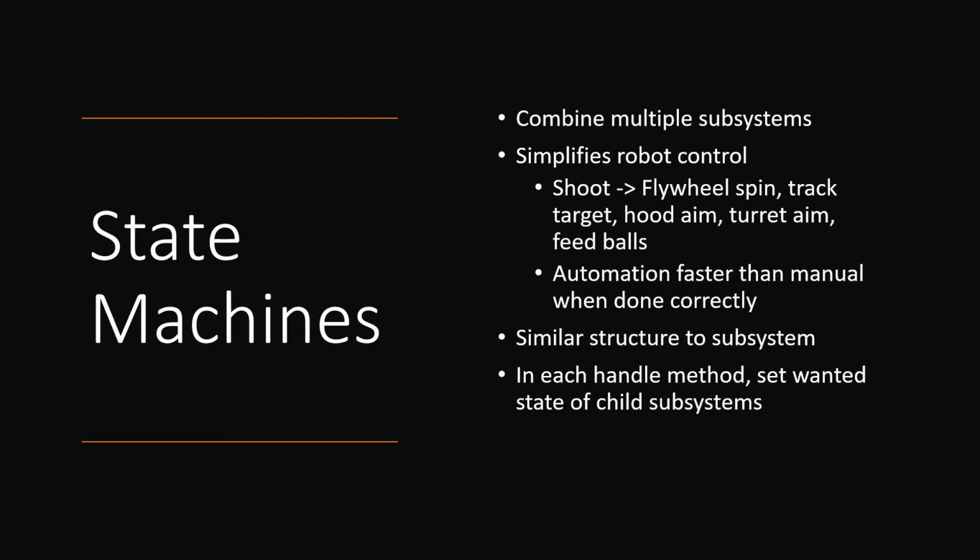This also makes automation faster, because when done correctly, automation is much faster than manual driving. The driver has a reflex time and the robot doesn't really have that, so it's much faster. State machines have a very similar structure to a subsystem, except in each handle method, you'll actually set the wanted state of the child subsystems. You'll see this if you look through our 2020 program, especially for our shooter. You'll see it setting the state of the flywheel or the turret or the hood.